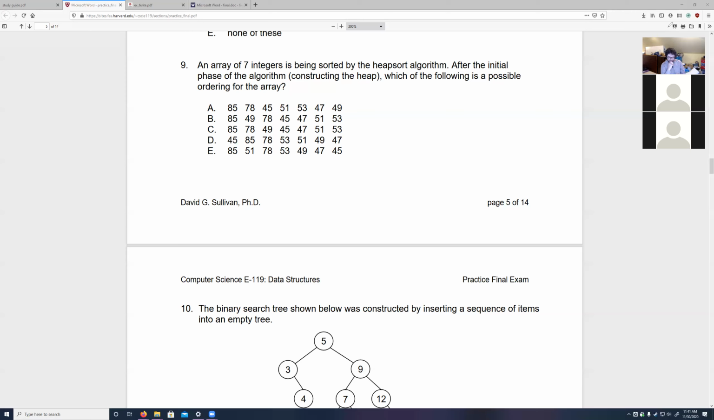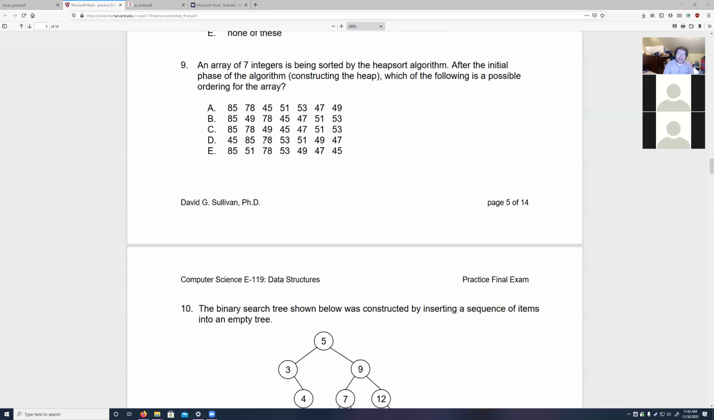I don't know. Sorry. You then start removing the item and putting it into the back of the array. Right? Since you've got a heap, you can keep removing the largest item from the heap, which is the top, reheapify it, and you'll end up with a sorted array after that. So I like that term, reheapify it. So the phase of the algorithm, constructing the heap.